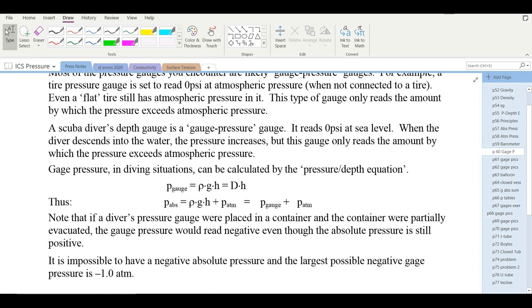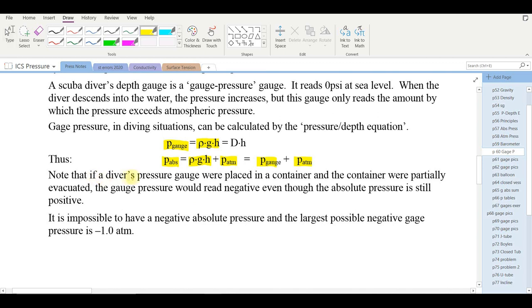So in such a case as a diver's gauge, the gauge pressure is calculated from the pressure-depth equation, rho g h, or d h. It's simply the pressure of the fluid above that point, the pressure of the water in that case. The absolute pressure, which the gauge does not measure, would be the gauge pressure, rho g h, plus the atmosphere, right? P gauge plus P atmospheric.